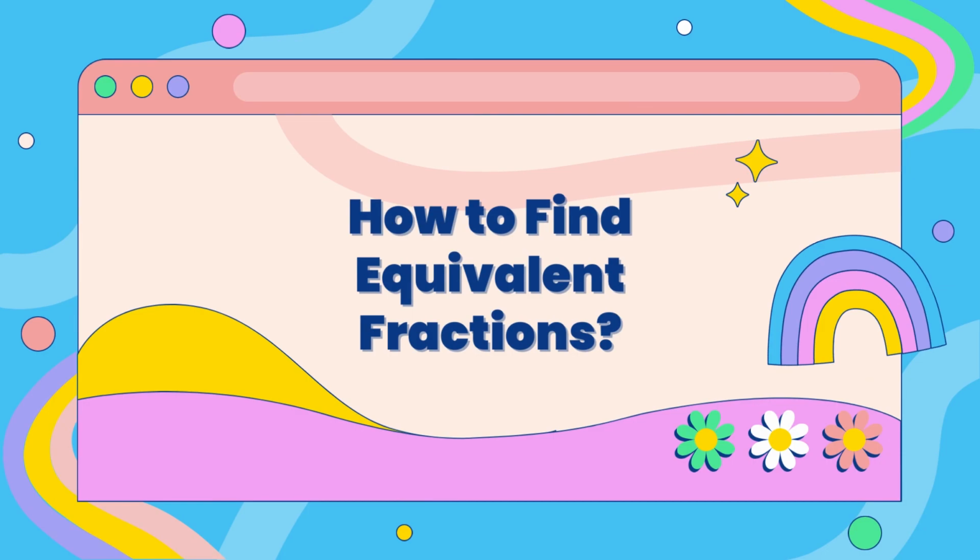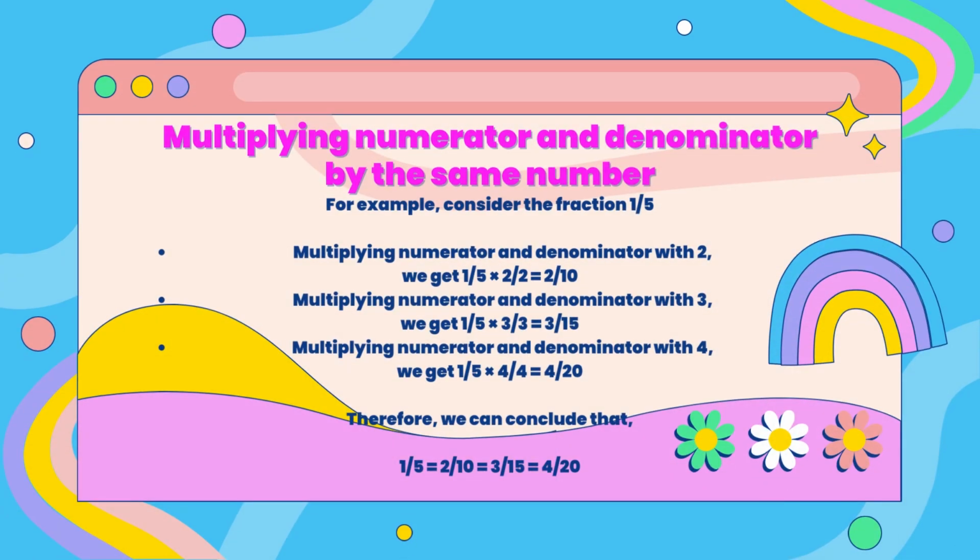How to find equivalent fractions? Equivalent fractions are evaluated by multiplying or dividing both the numerators and denominators by the same number. Therefore, equivalent fractions when reduced to their simplified value will all be the same. Multiplying numerators and denominators by the same number.